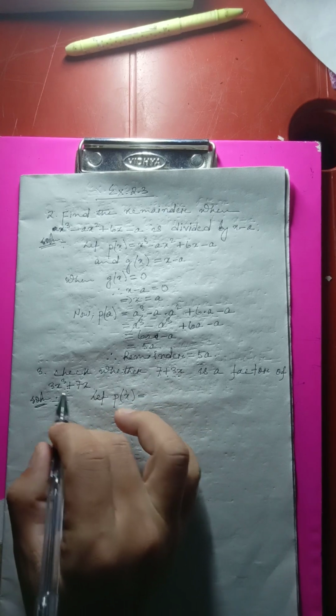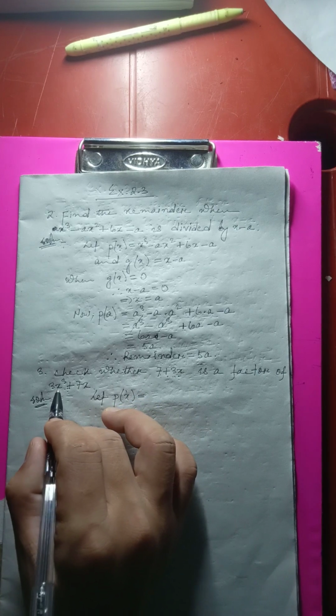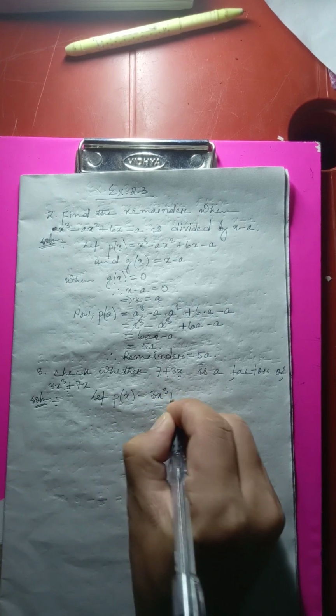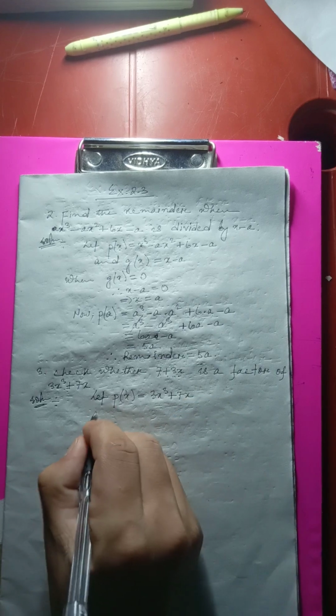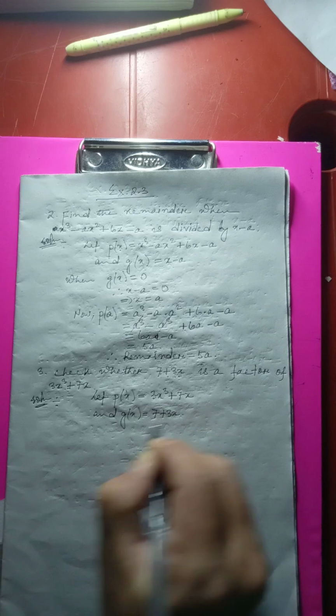Alright, in order to proceed with this solution, first let us name the given polynomial. Let us write p of x, which is 3x cubed and so on. Let us name this one as p of x. And then g of x is this number, 7 plus 3x.